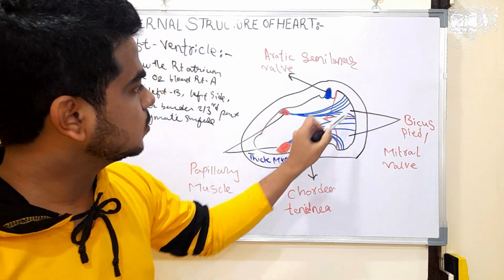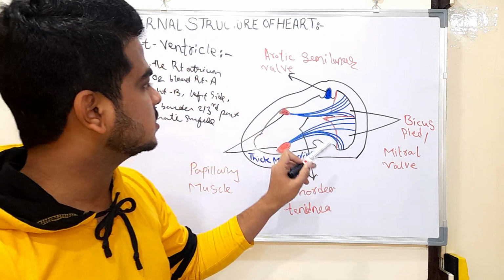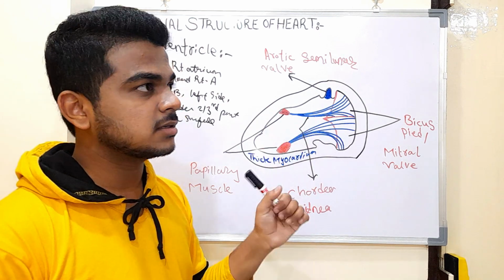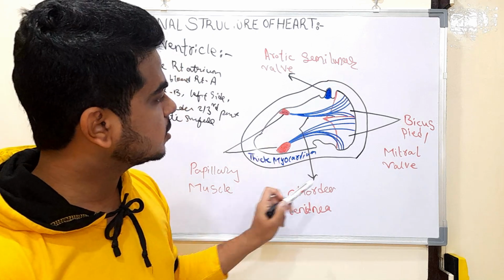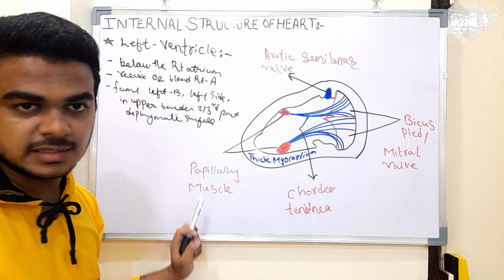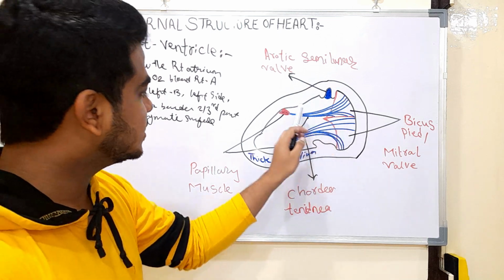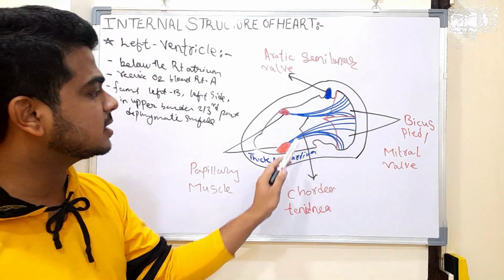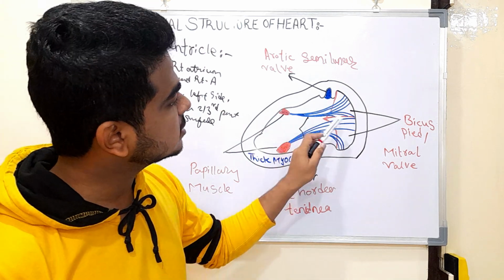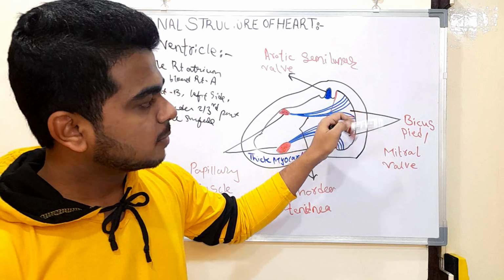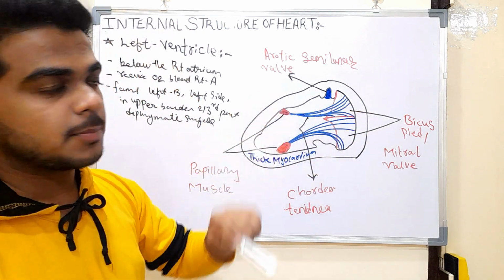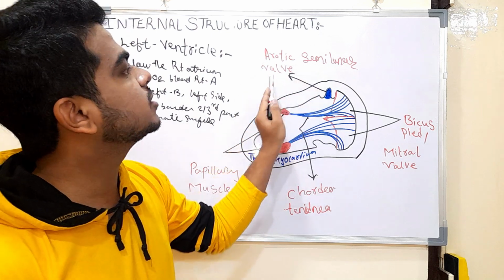This blue colored, thread-like structure is called the chordae tendineae. We already saw it in the right ventricle. So here also the chordae tendineae are present, and these two structures are called papillary muscles. One end of the chordae tendineae is attached to the papillary muscle and the other end is attached to the flap of the bicuspid and mitral valve. Apart from this, the aortic semilunar valve is present.